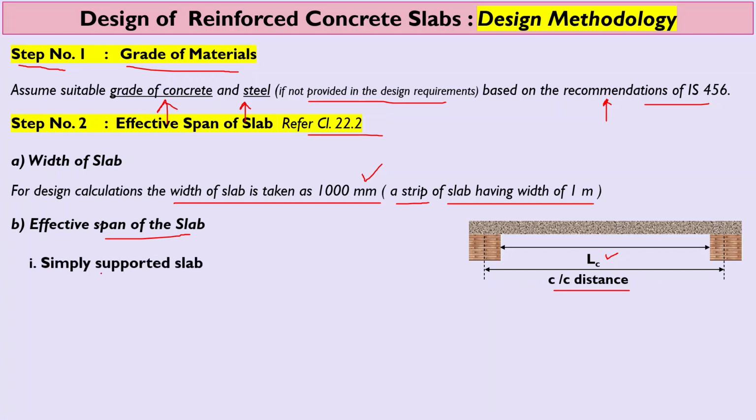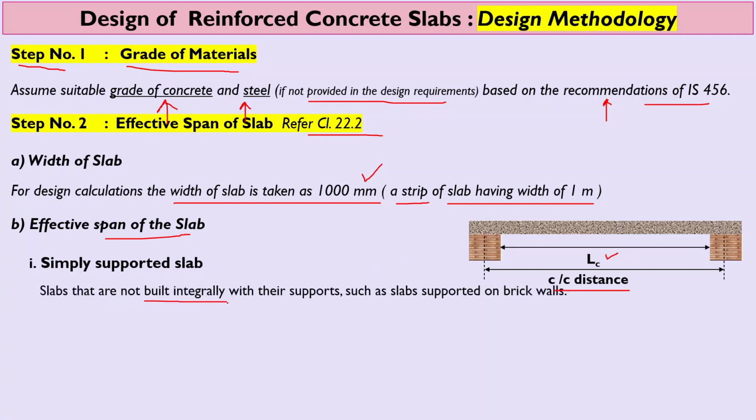Now if it is a simply supported slab, as you can see in this diagram, then these are slabs that are not built integrally with the support. That's why we are saying that it is a simply supported slab. Such slabs are generally supported on brick walls. So the very first condition is effective span length is equal to LC plus D. LC, you can see here, is the clear span length between the faces of the two supports. And D will be the effective depth or thickness of the slab which we are going to design.